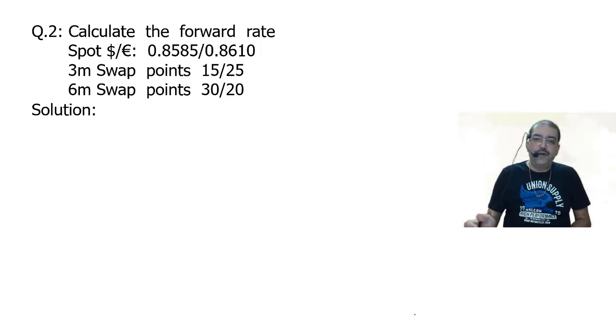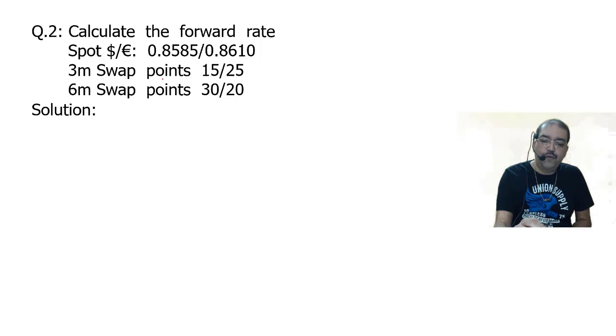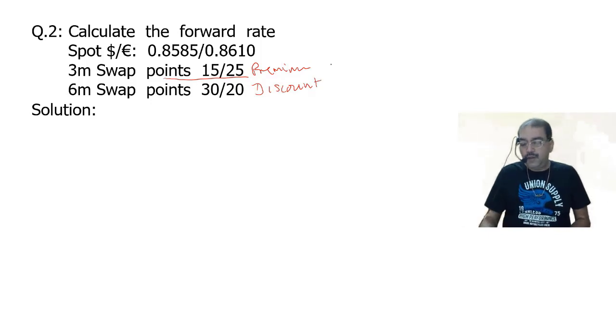Now, again, what do you find? 3 month swap points 15 to 25. That means it is in the increasing order. It is at premium. Premium means I have to add these points. This is at discount, so I have to subtract. But rates are always given in 4 decimals and I am given swap points only to 2 decimals.